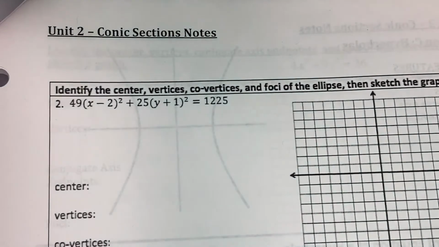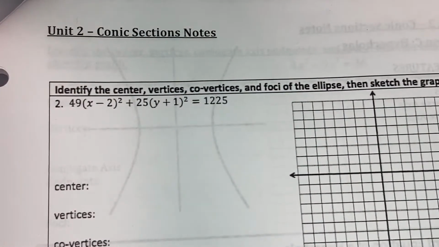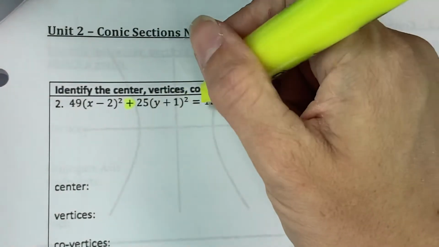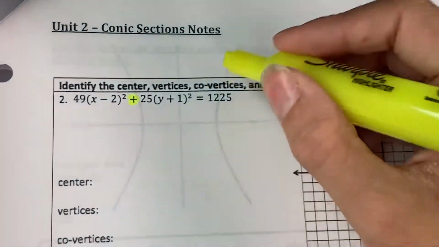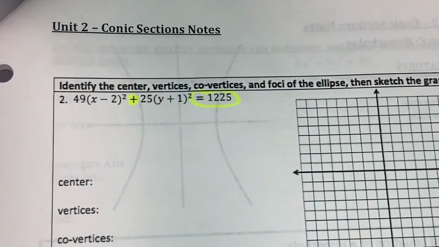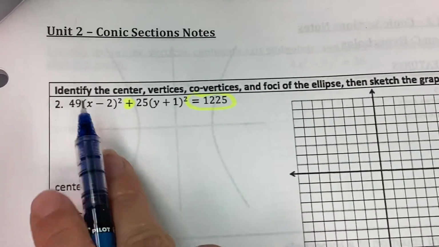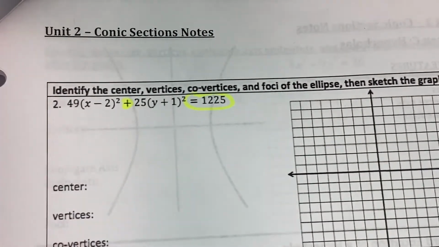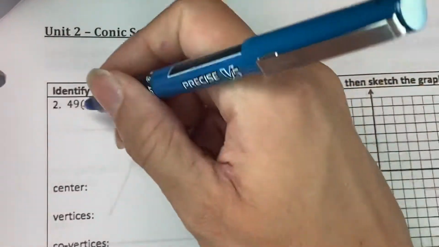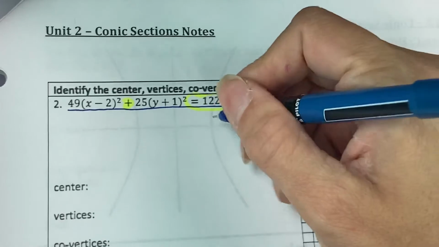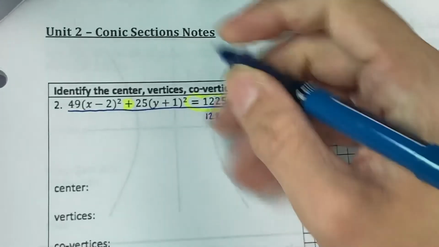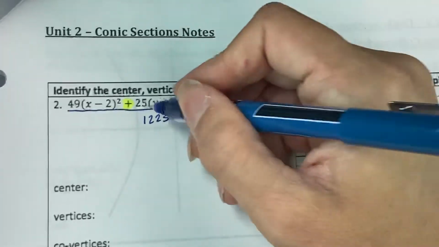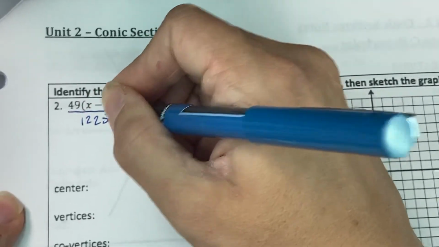So what's not quite right about this? We've got a plus sign in between our x stuff and our y stuff, but instead of being equal to 1, it is equal to 1,225. The other problem is we have coefficients in front of our parentheses, and we shouldn't have coefficients, we should have fractional denominators. So how can I take care of this problem and my coefficient problem at the same time? We are going to divide the whole expression by 1,225 to get that to be equal to 1 and to get rid of those coefficients.